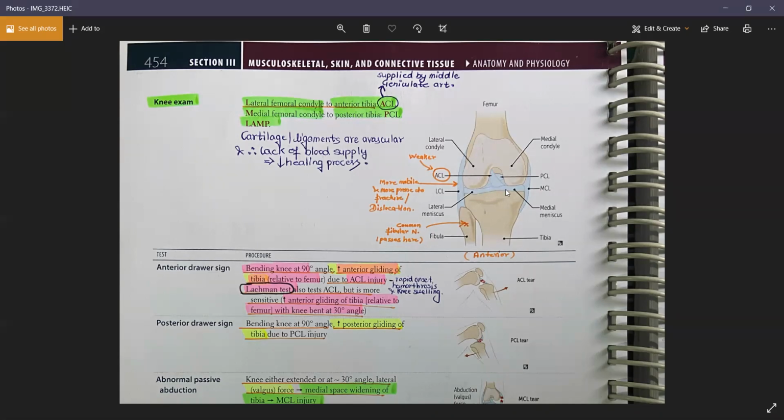You have two important ligaments, which are the anterior cruciate ligament and the posterior cruciate ligament. The anterior cruciate ligament attaches at the anterior part of the tibia, and the posterior cruciate ligament attaches on the posterior part of the tibia. They always run in a cross direction. This is the anterior cruciate ligament. It runs from posterior of the femur to the anterior of the tibia, from lateral to medial. So just remember, the anterior cruciate ligament runs from lateral to medial.